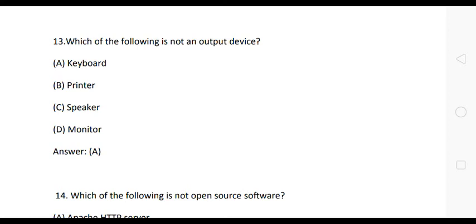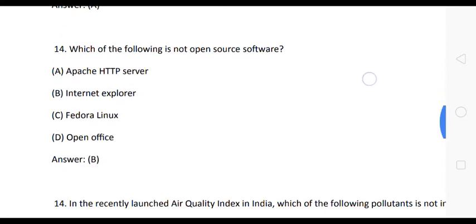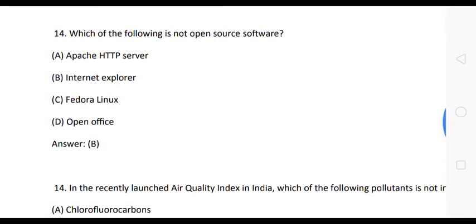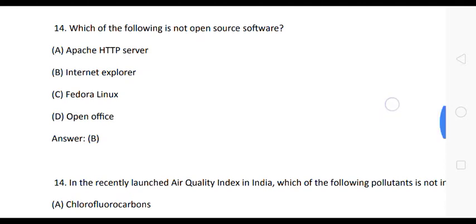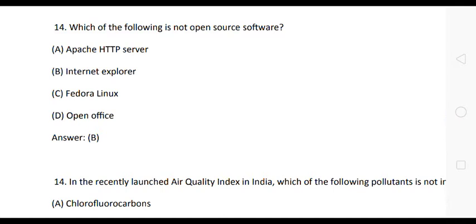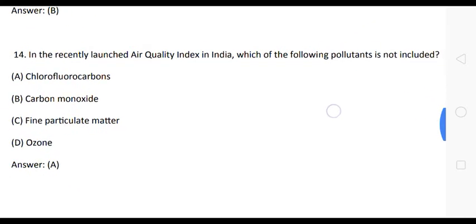Okay, friends, now let us see next question. The next question is, which of the following is not open source software? Very important question. Here the correct answer is option B, Internet Explorer. Okay, friends, option B is the correct answer.